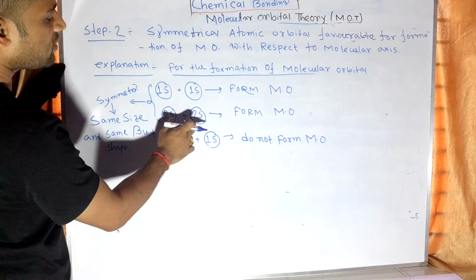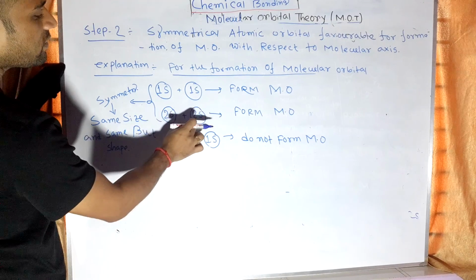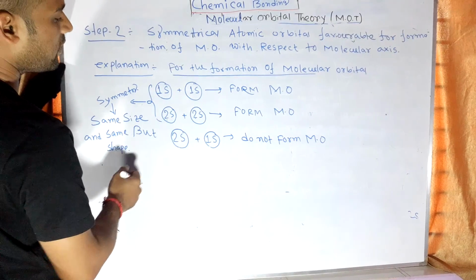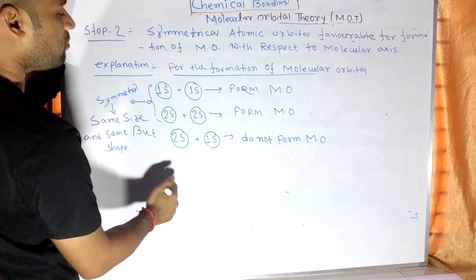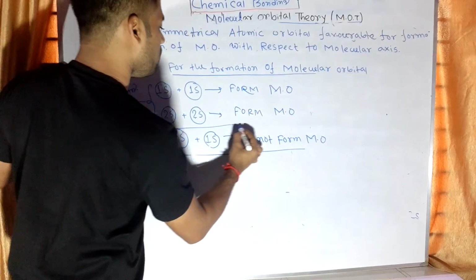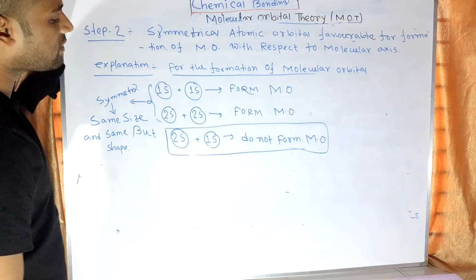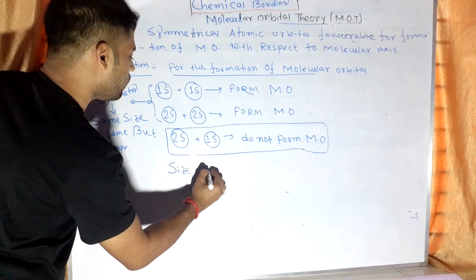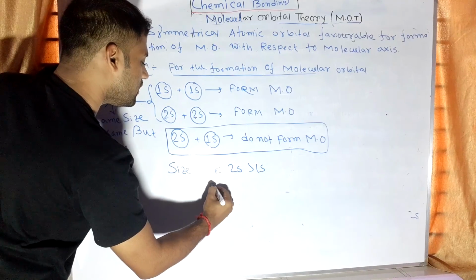Then 2s and 2s, this is also symmetry. The two atomic orbitals have equal principal quantum number, so their shape is also the same. The s subshell is always spherical, and since the principal quantum number value is also the same, the size is also the same. But in the case of 2s and 1s, the 2s atomic orbital has greater size than 1s. Size order: 2s greater than 1s, but the shape is the same.